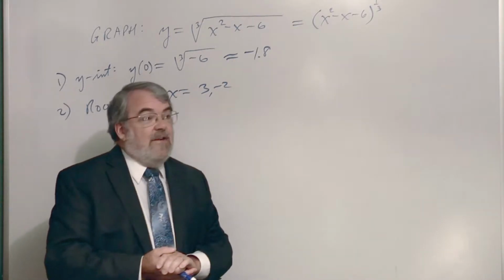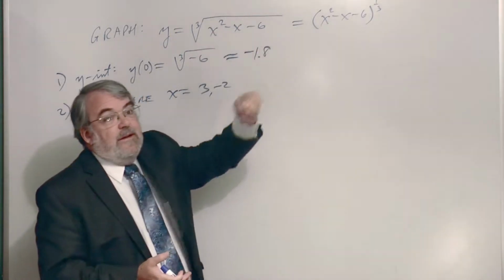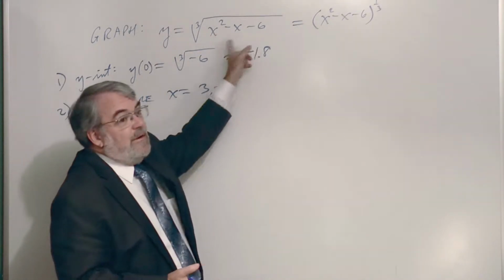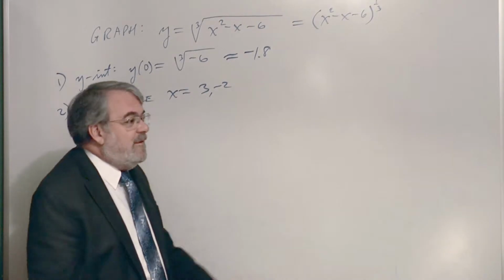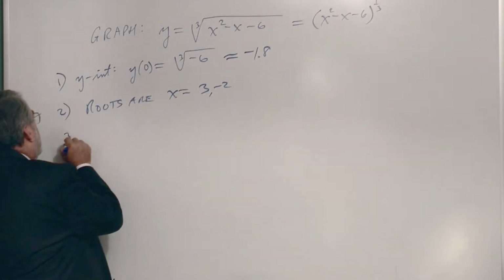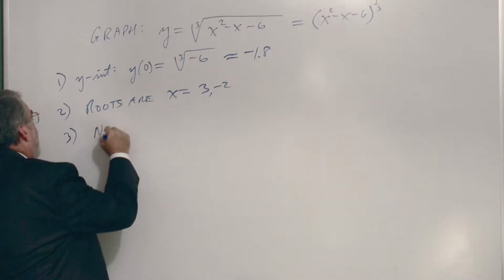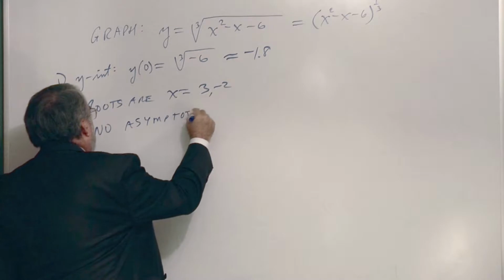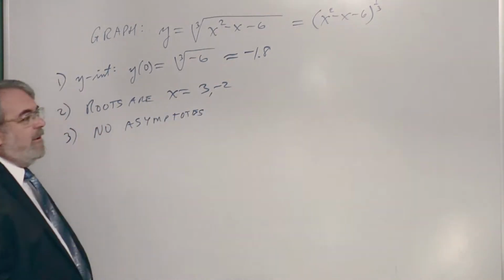As far as horizontal asymptotes, that's when the limit goes to infinity as x goes to infinity. This just blows up, and the cube root still goes to infinity. So there are no asymptotes. So I just put no asymptotes. All right. So there's our initial information.